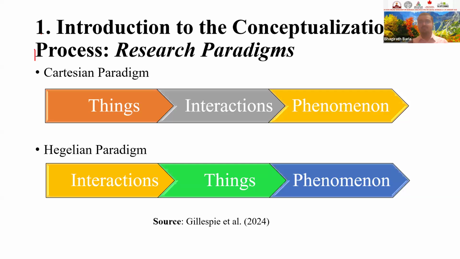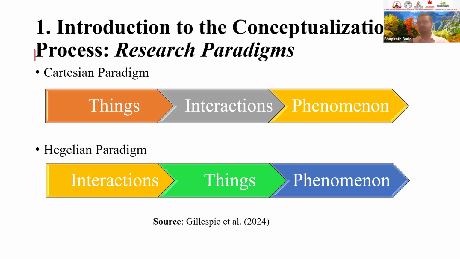In both the cases, the way you start, the kind of data you will use, the methods that you will employ will be very different. Your interpretation will be very different, surprisingly. The same mass of data in front of you will have very different interpretation if you have a Cartesian paradigm versus if you have a Hegelian paradigm.